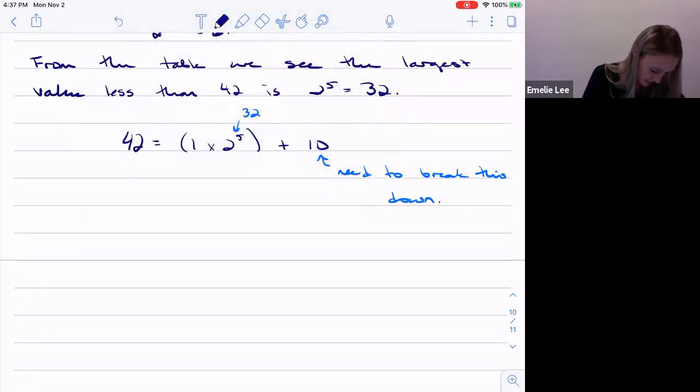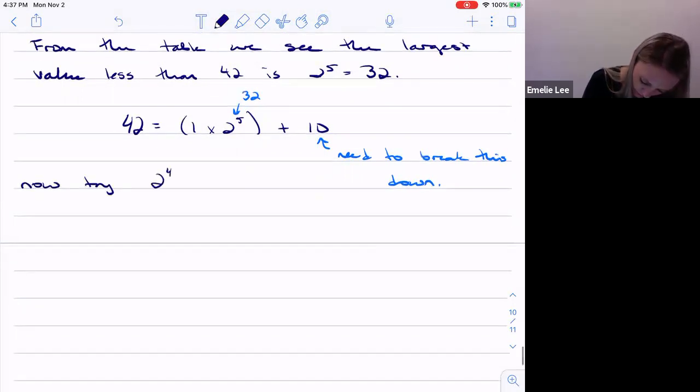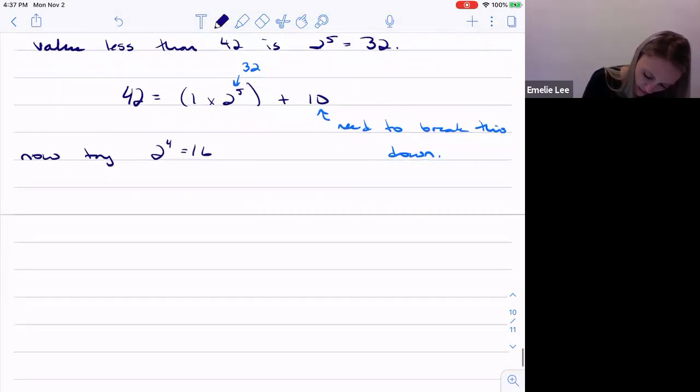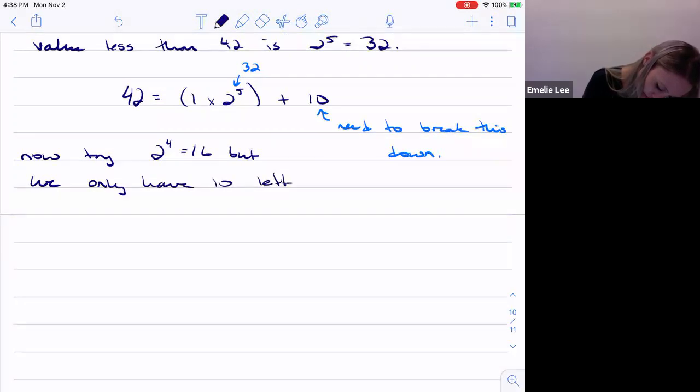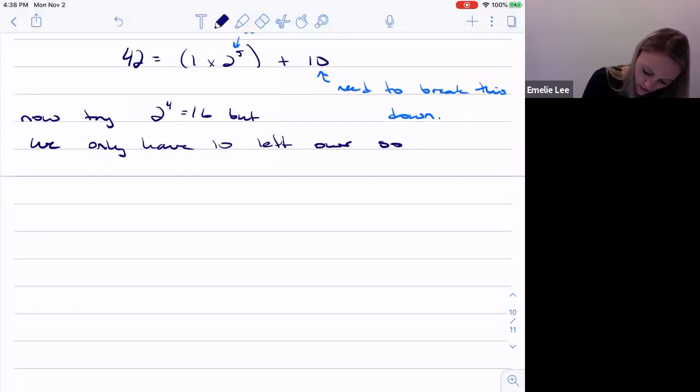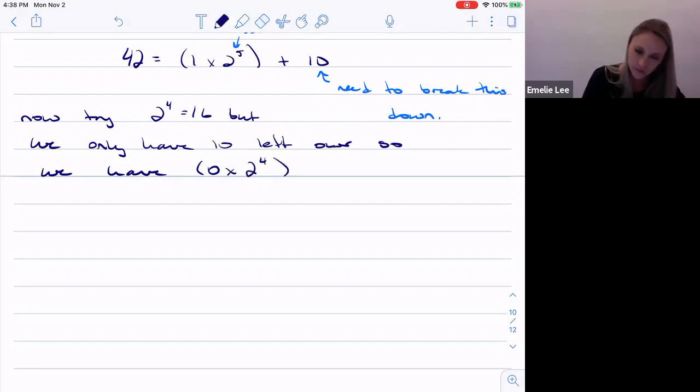Now try 2 to the power of 4, which is 16. But we only have 10 left over. So we have 0 times, base 10, 2 to the power of 4.